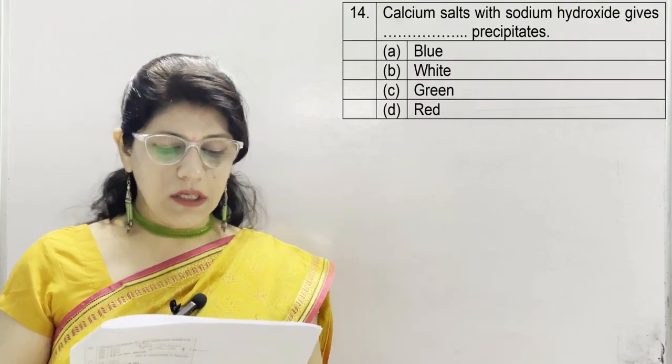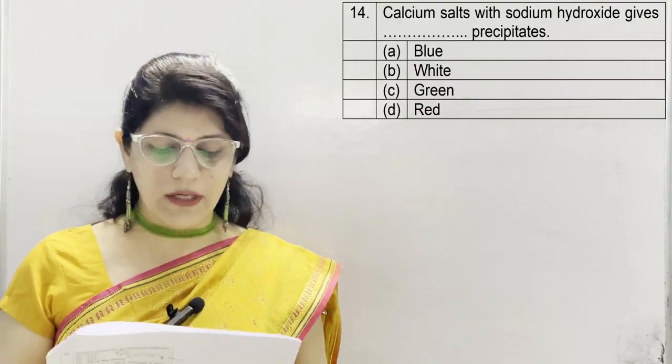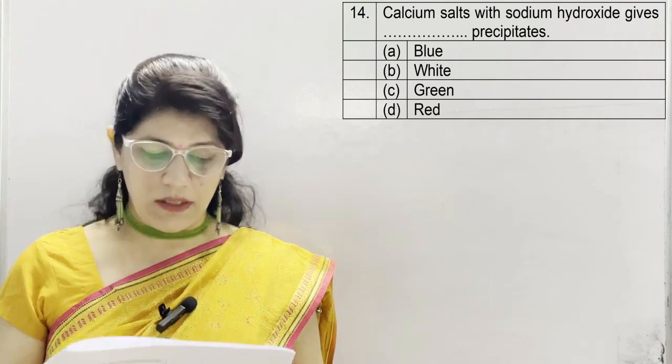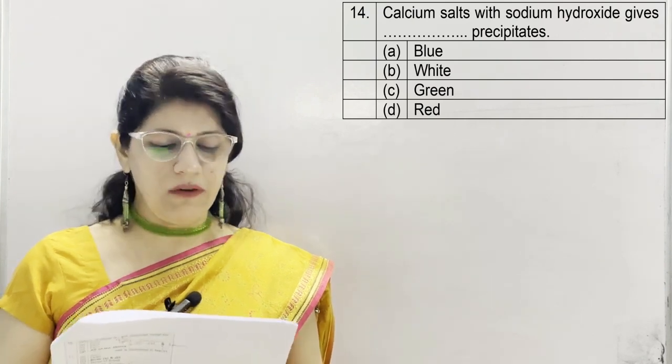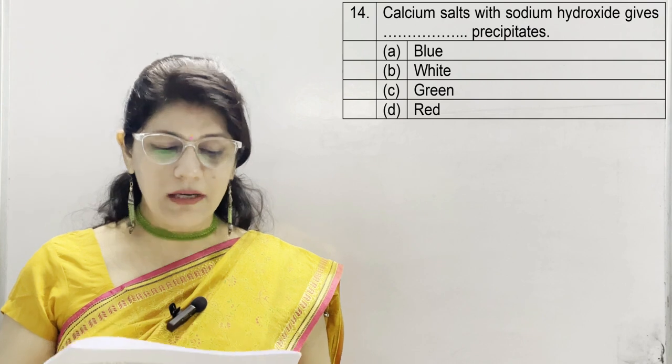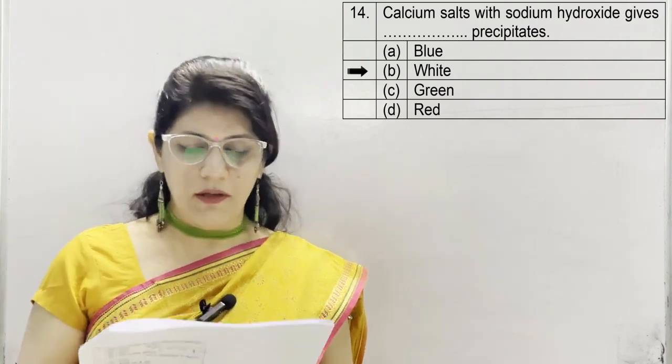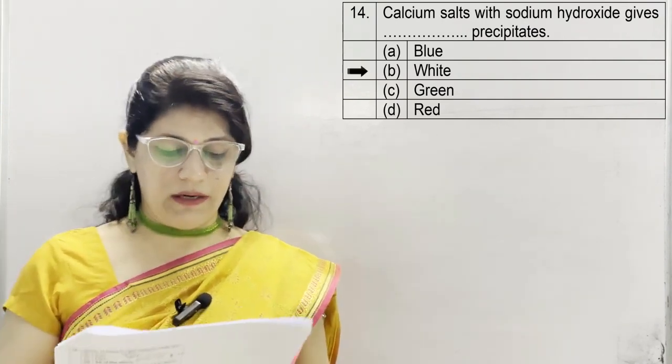In question number 14, calcium salts with sodium hydroxide give dash precipitates. A option blue, B white, C green, and D red. Option B, which is white. So it gives a white precipitate is correct.